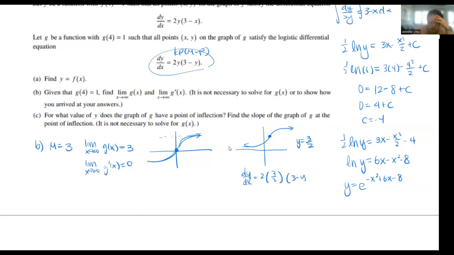3 minus y, which is 3 over 2 again. So you get 3 times 3 over 2. My final answer of the slope will be 9 over 2.